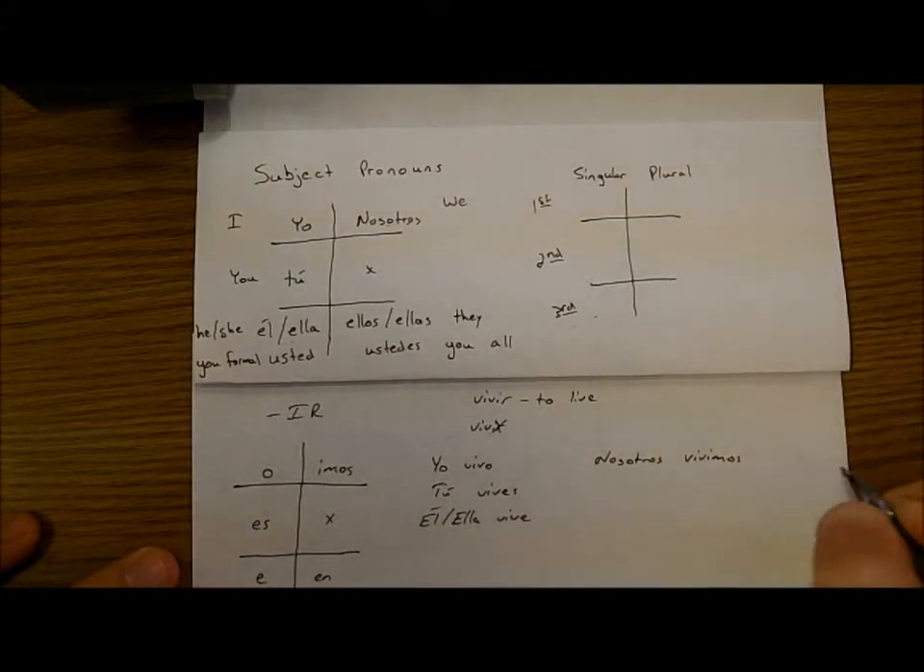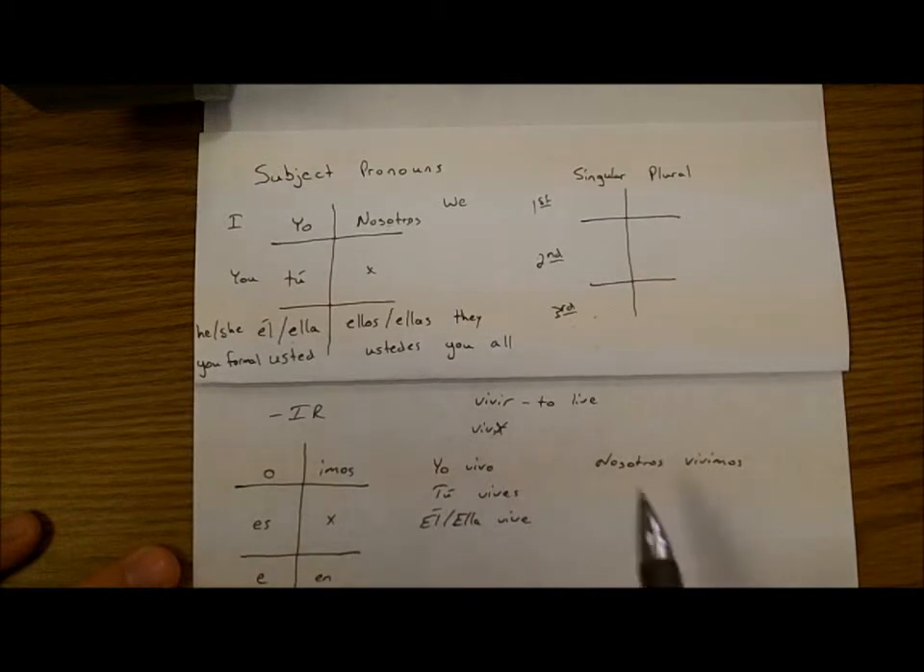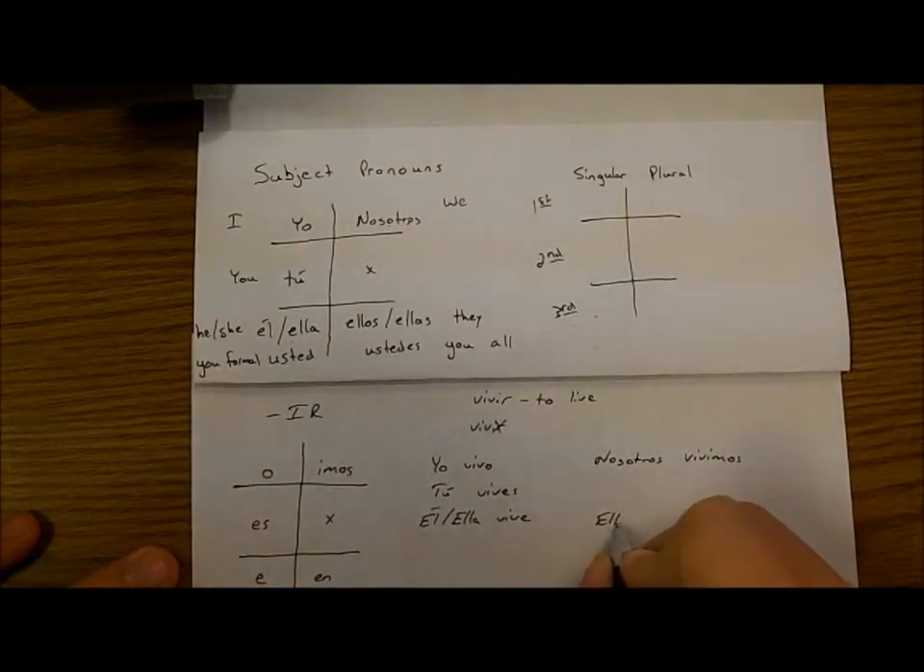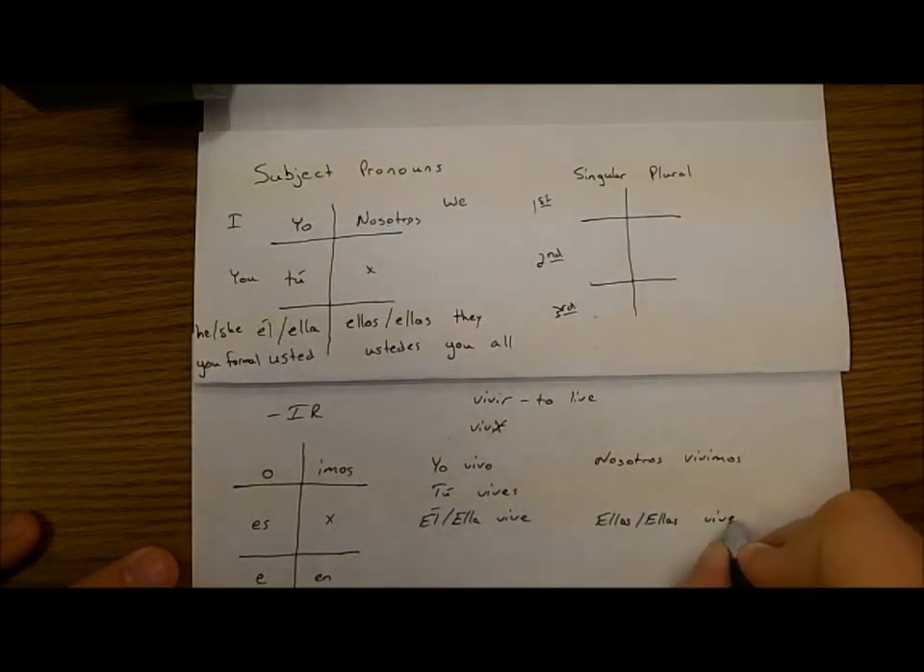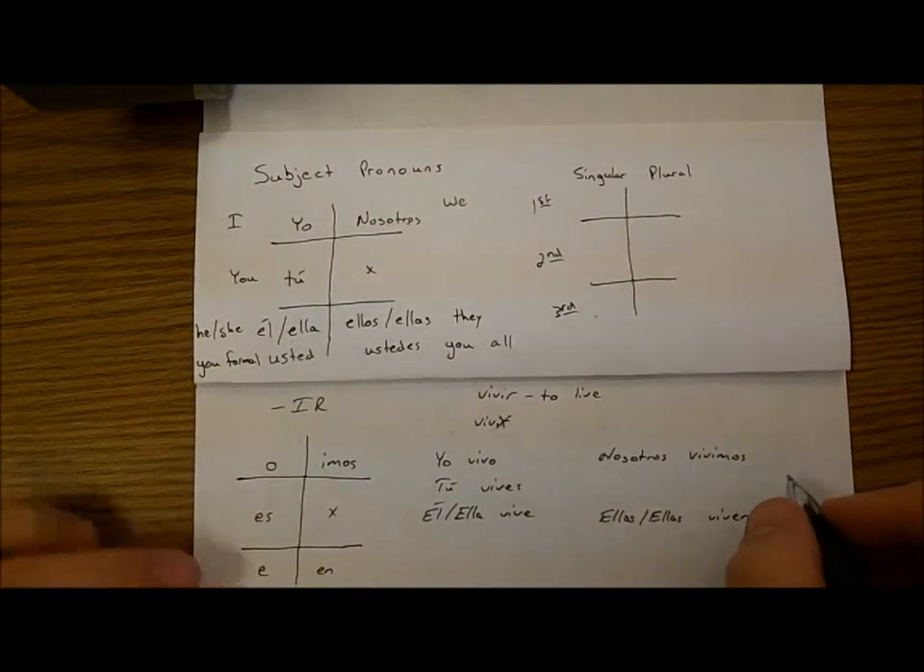We live, nosotros is in the top right, therefore we need the top right down here, nosotros vivimos. And lastly, they live, or you all live. So we look up down here, bottom right, ellos, ellas, viven.